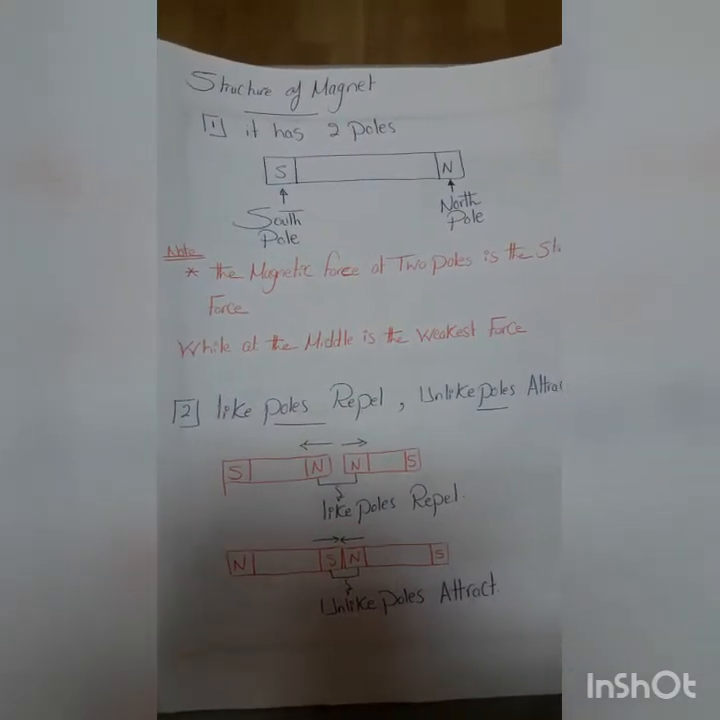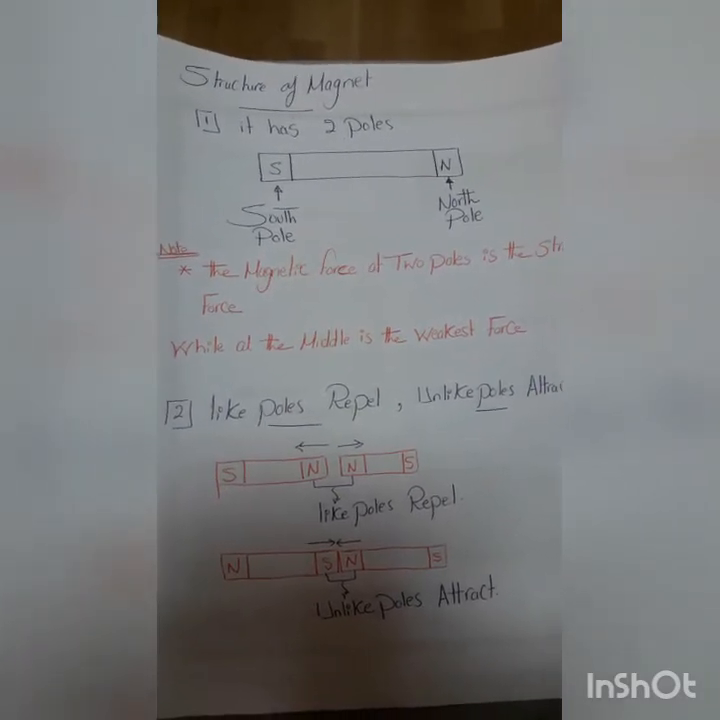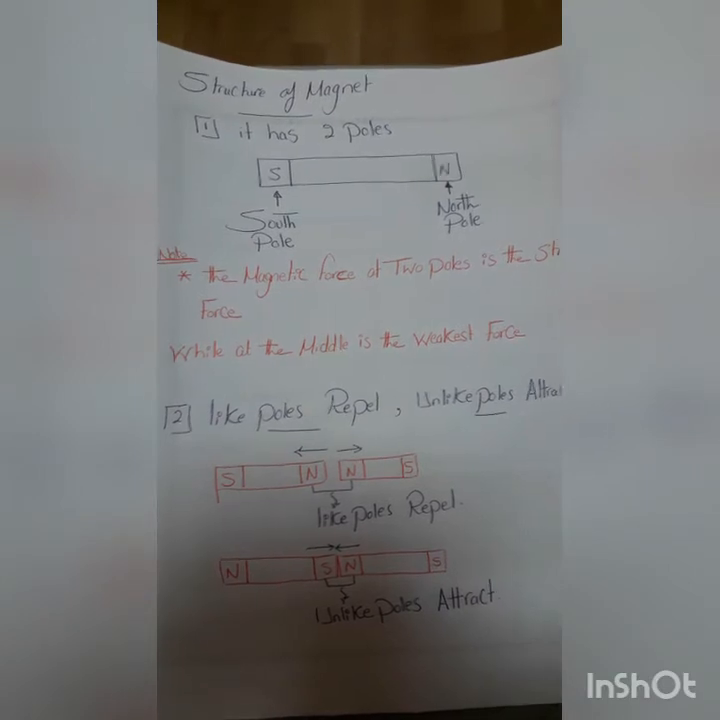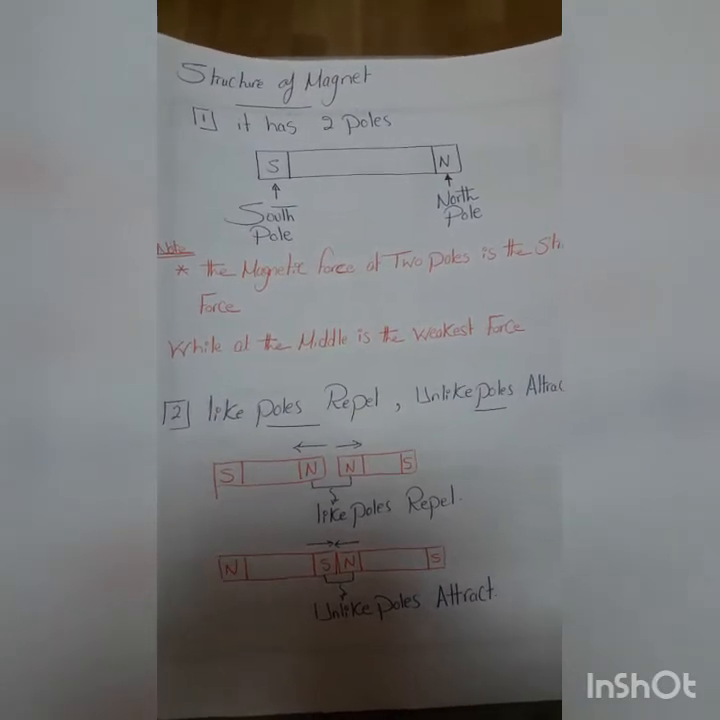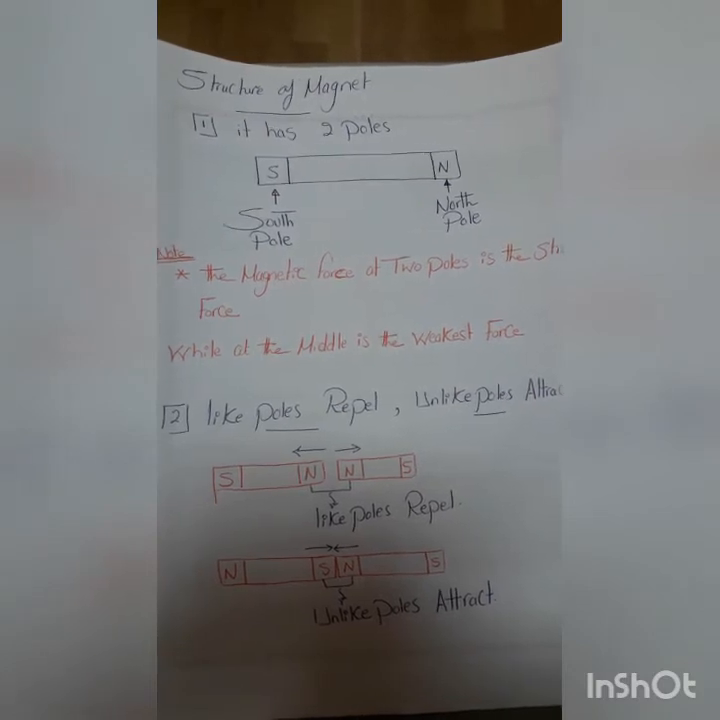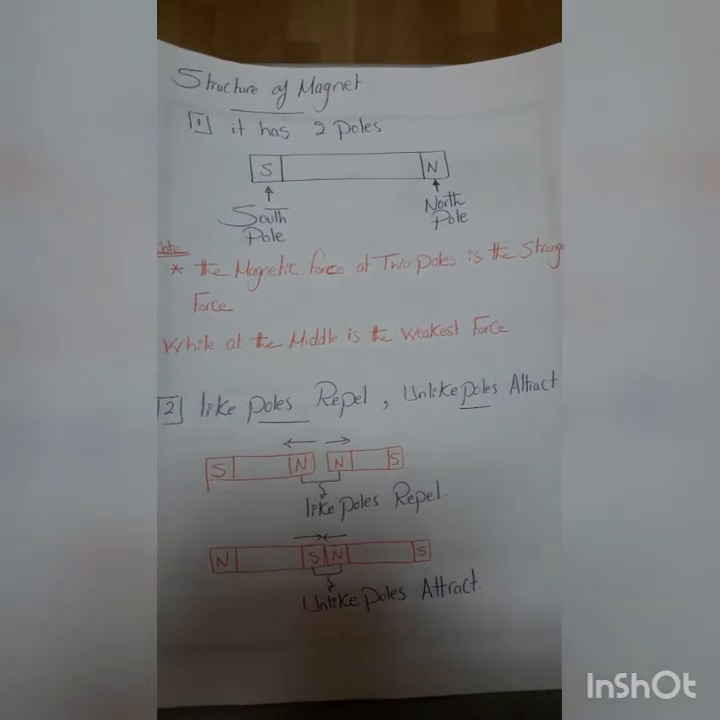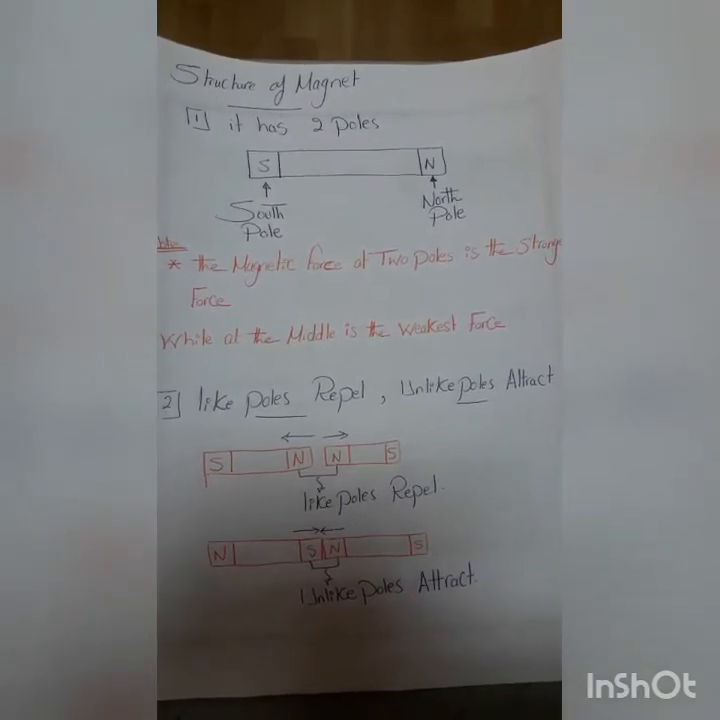Okay, and now we will start to learn the structure of a magnet. Any magnet has two poles. At the ends of the magnet, we have one part called the North Pole and the other part called the South Pole. The magnetic force at the two poles is the strongest force.